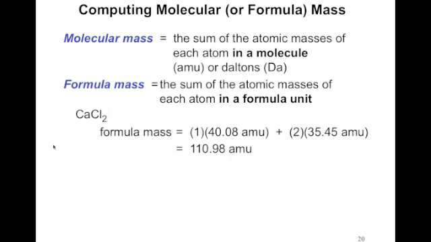Now, why do we call this a formula mass and not a molecular mass? Well, the reason is because calcium chloride is not molecular. It's actually an ionic compound. The distinction for what makes a compound molecular and which makes one non-molecular or ionic we'll cover in sections 6 and 7 of this chapter.